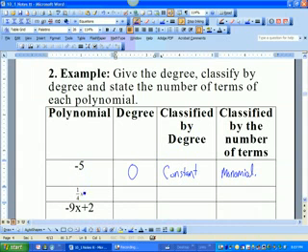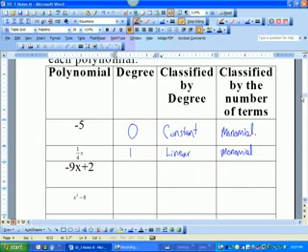Next, 1/4 x. I do have a variable, so it's x to the 1st power. Anything to the 1st power is linear. Think back to how I would graph that: it would make a nice line. That's why we call it linear. Classified by the number of terms, I'm just multiplying, not adding or subtracting, so this is also a monomial. Notice, monomials can have any degree, but only one term.